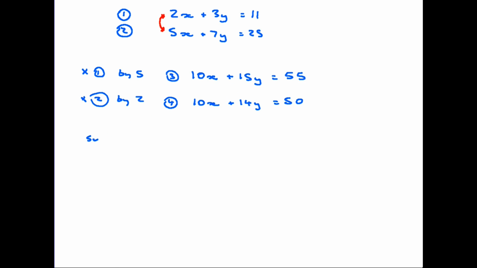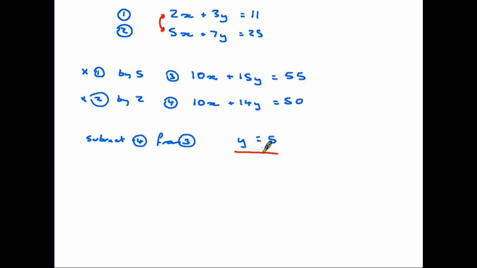So I am going to subtract this time. Let's look at which has got the lowest value of y. It is 4. I am going to subtract 4 from 3. So 10x minus 10x, that means it's gone, 0. 15y minus 14y just gives us y, and on the other side 55 minus 50 is 5. Therefore this time we have solved y first, y equals 5.